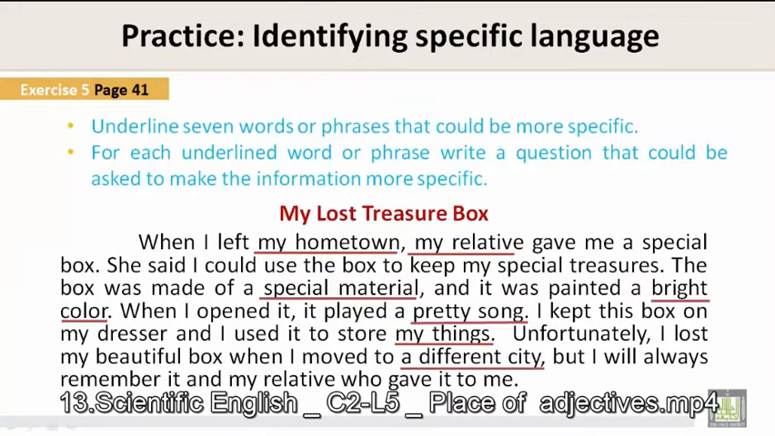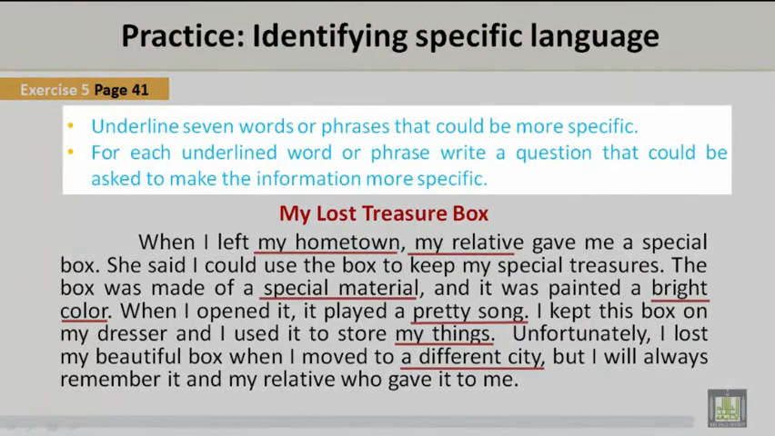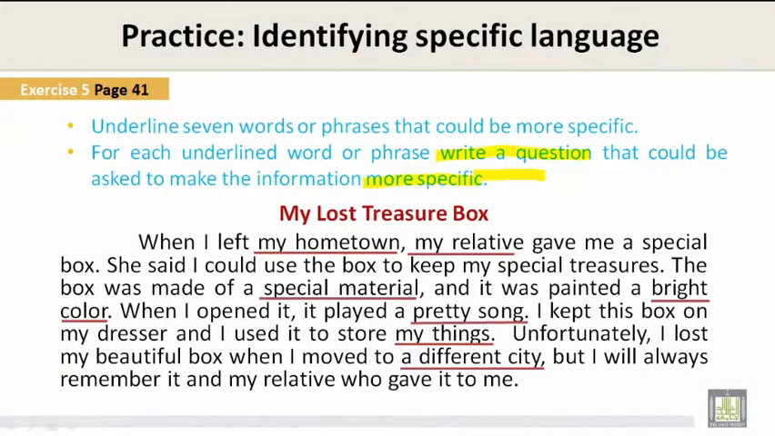Exercise 5, page 41. Underline 7 words or phrases that could be more specific. For each underlined word or phrase, write a question that could be asked to make the information more specific. We will cover this on the next slide. I'll read the paragraph for you.